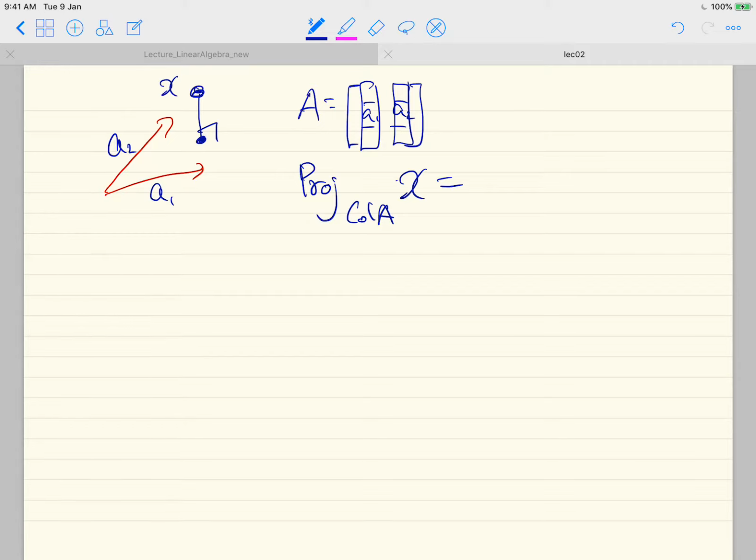So yeah, the inverse of A transpose A, and then times A, times A transpose, right? It is coming from the normal equation of A transpose A x equals A transpose y, where y is our projected vector.